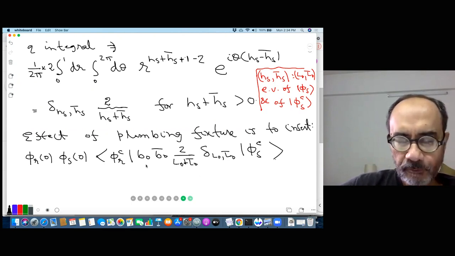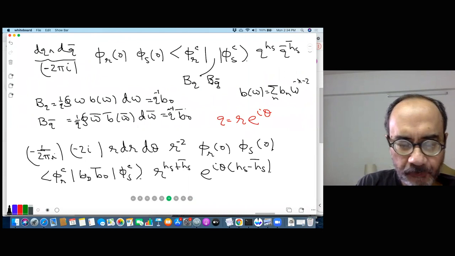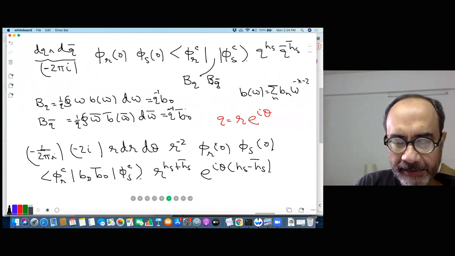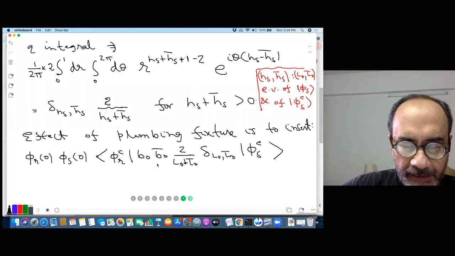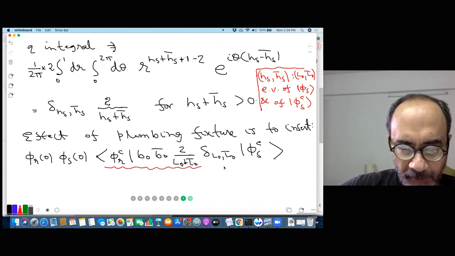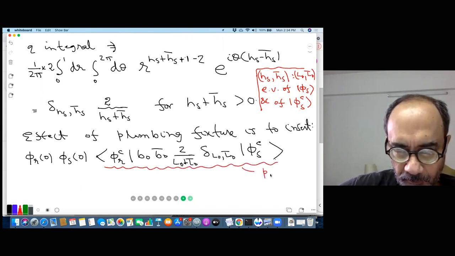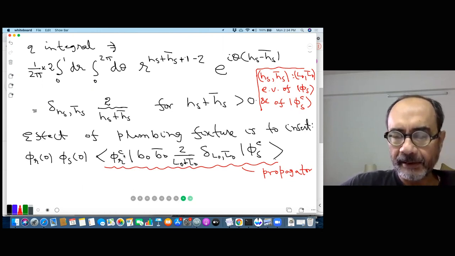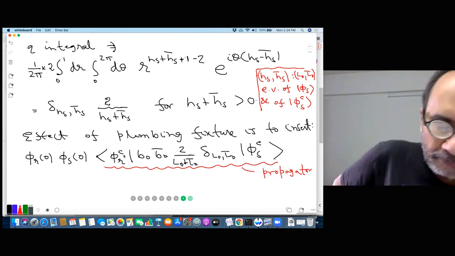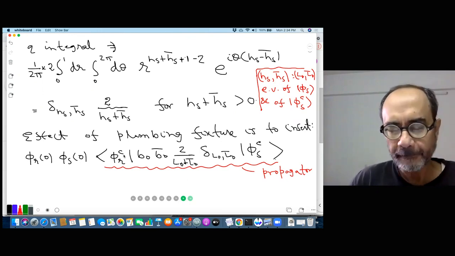Is this clear? Okay. All I have done is that I have put together this expression over here together with the r theta integral that we did, to write it in one neat compact form. And this one I'll call propagator, for a reason that will become clear in a minute. This, of course, is accompanied by the rest of the contribution from the original Riemann surfaces.